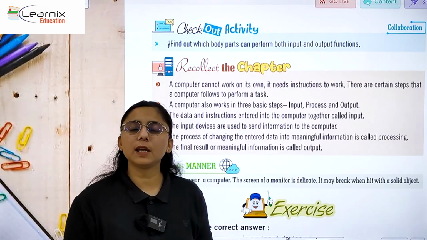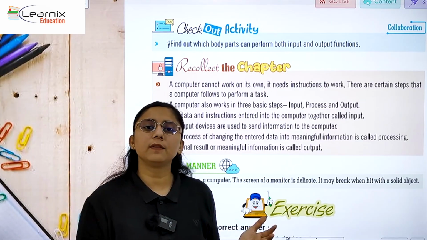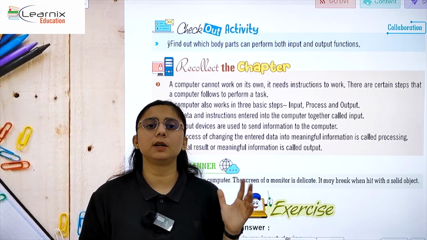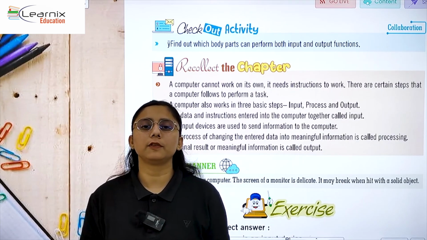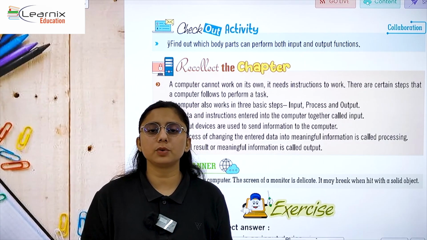Now, in this chapter, I have told you about the IPU cycle: what input, processing, and output are, how we give data and instructions to the computer, and then it processes the data and gives a result. Now, our chapter has been completed. Hope you understood the chapter. That's all for today. Thank you.